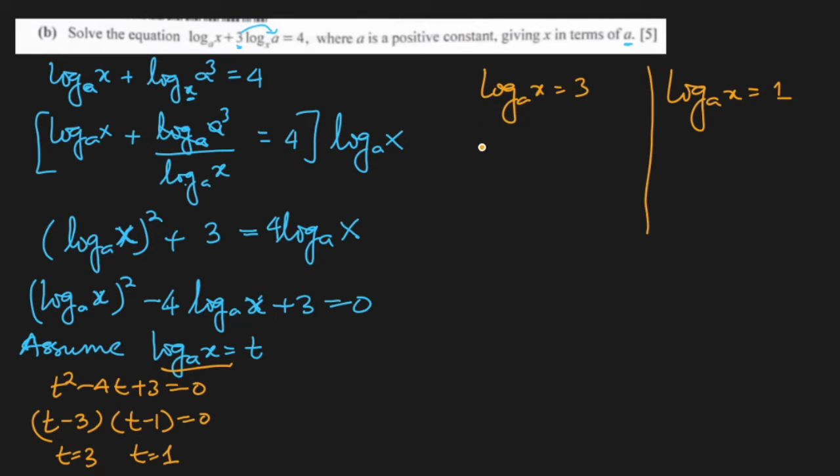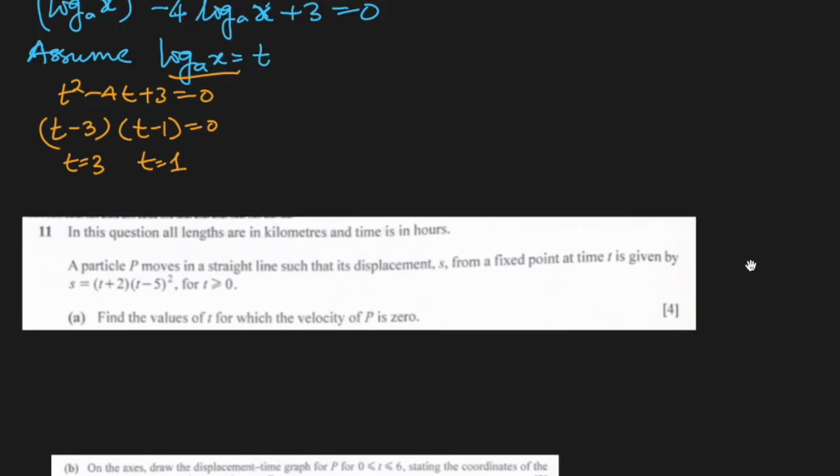Now we want to get rid of log. So when we get rid of log, the other side becomes the exponent of the base, here a cube, and here x is just a to the power 1, so I can write a. We got x in terms of a, giving x in terms of a, and this is what we got here. All right, question number 11 and the final one in this one.